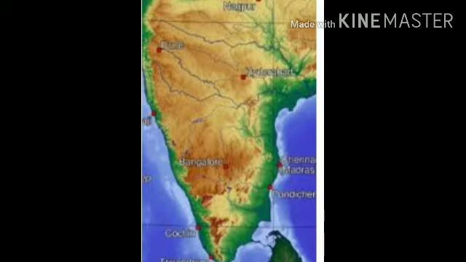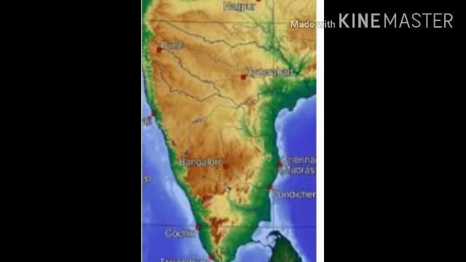One distinct feature of the Peninsular Plateau is the black soil area known as Deccan Trap. Means the black soil area of the Deccan Plateau is known as Deccan Trap. And this is of volcanic origin. So the rocks are igneous rock.